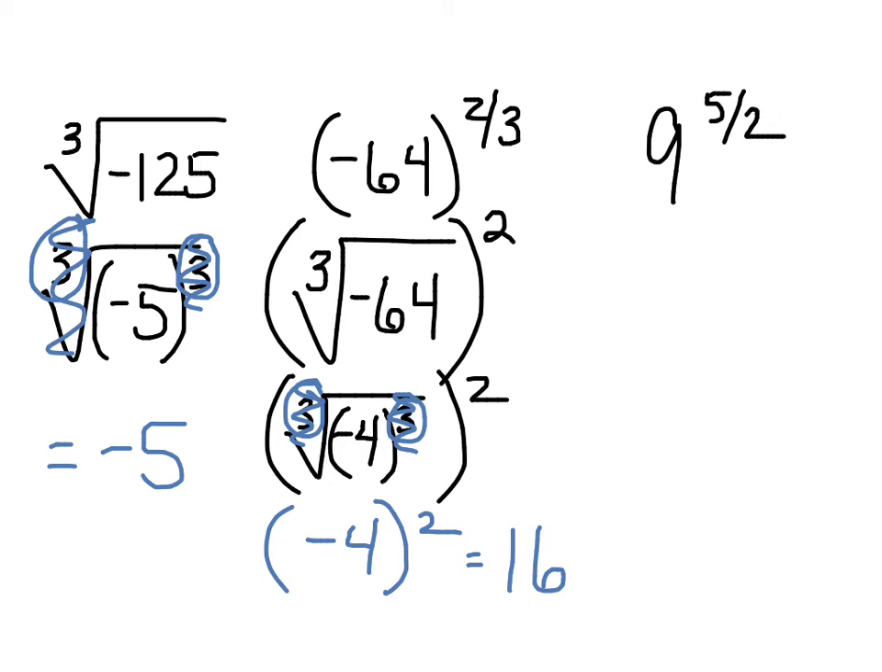9 to the 5 halves. Rewrite it first. What number goes in the crack? 2. What number goes underneath? 9. What number goes around the outside?